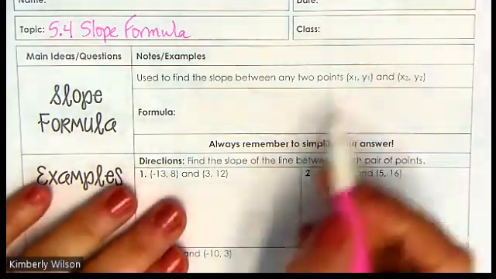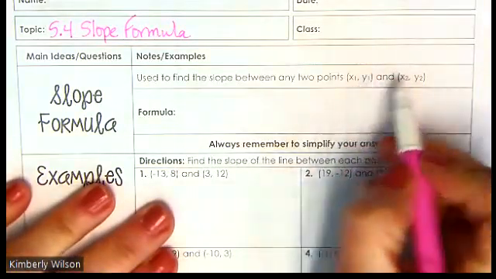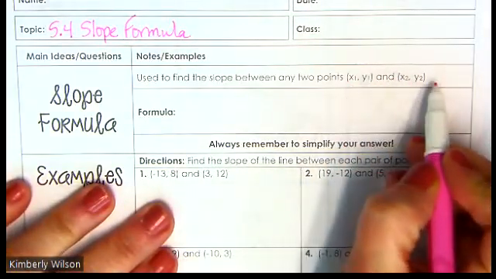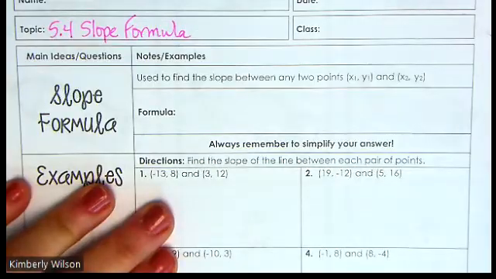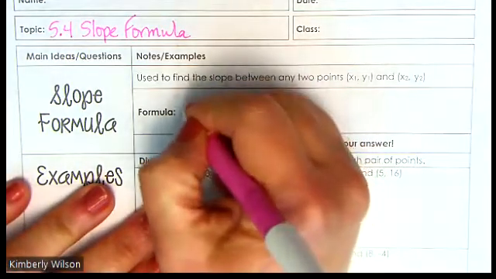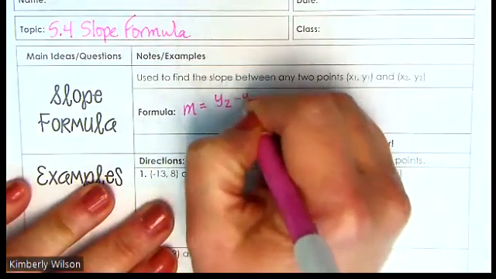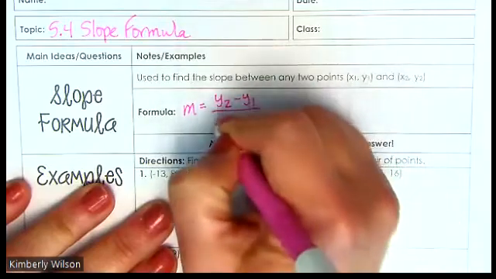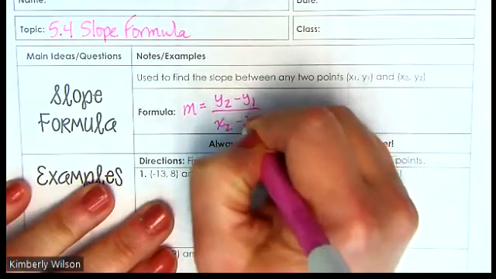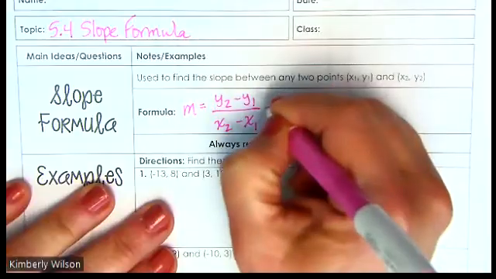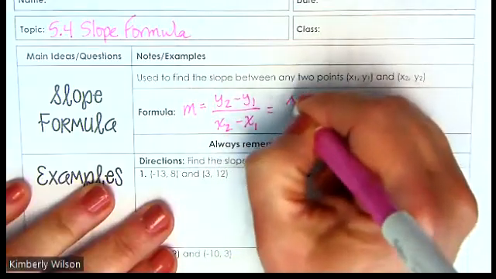So to find the slope between any two points, you want to label one as the first point, one as the second point. It really doesn't matter which point is first and which one is second, okay? Our formula is m equals y2 minus y1 all over x2 minus x sub 1, which you have heard me talk about the change in.